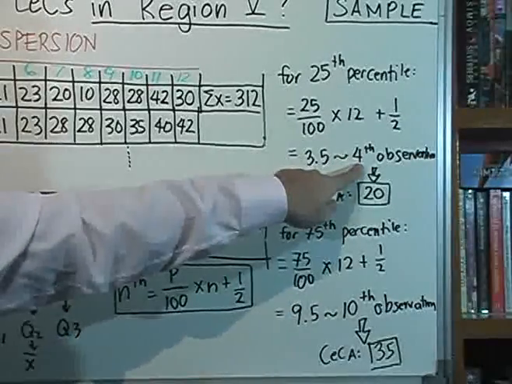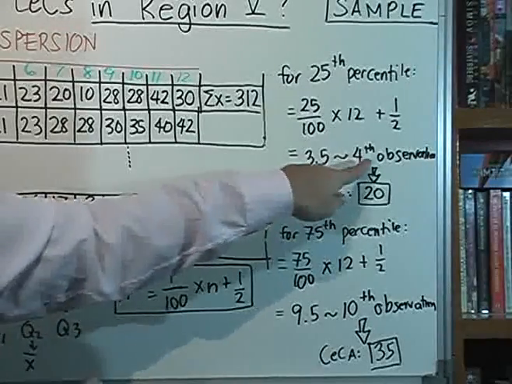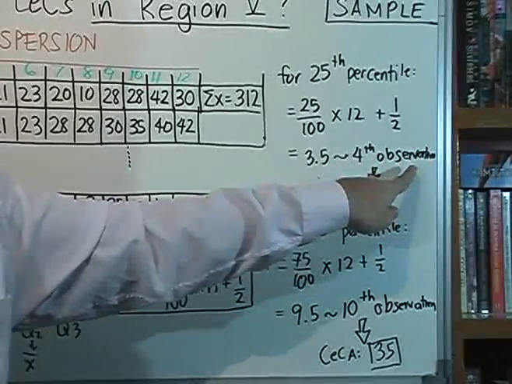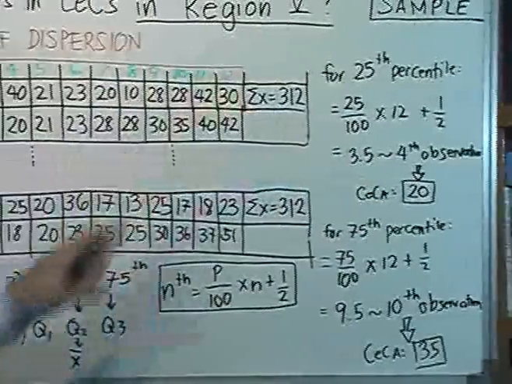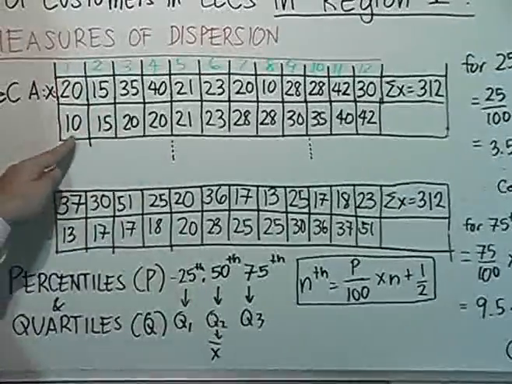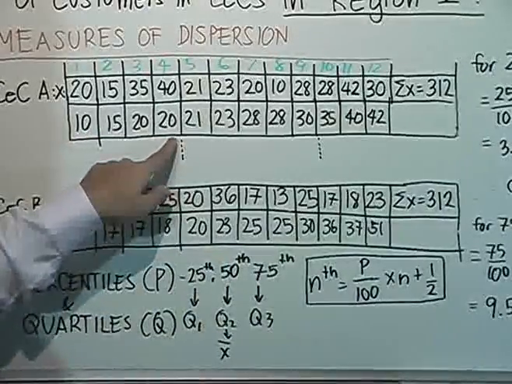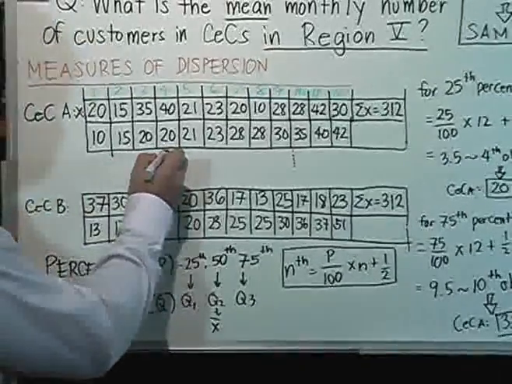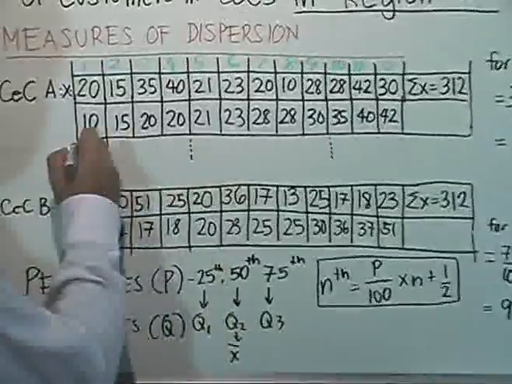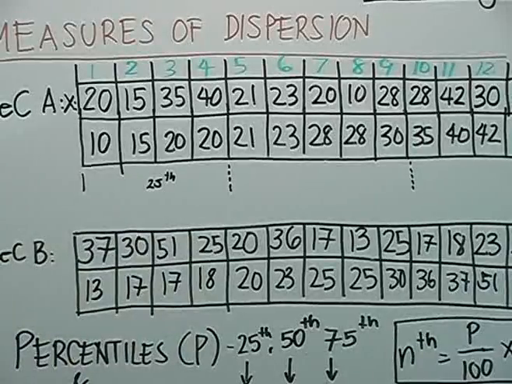This is not a value, but actually the result here means that you are looking for the fourth observation. The fourth observation in this array corresponds to the 25th percentile of this array of observations. So if you count, again, you have to make it in order, you count the fourth observation, 1, 2, 3, 4. So the fourth observation is 20. Therefore, 20, as well as all the observations before it, correspond to the 25th percentile of this array, right?